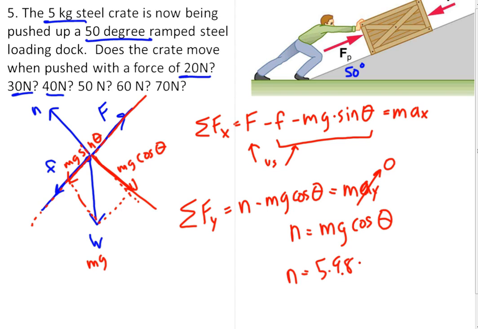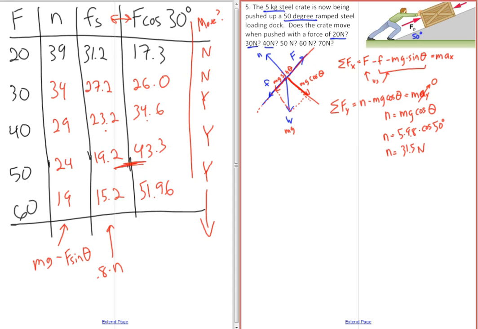We'll actually throw some numbers in there. So 5 times 9.8 times the cosine of 50 degrees. And we get a normal force here of 31.5 newtons.